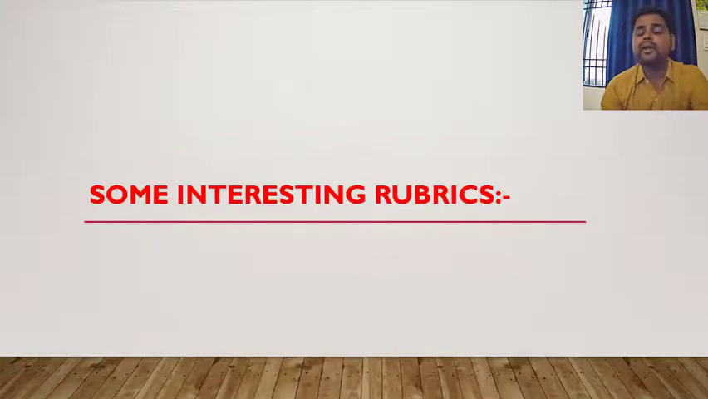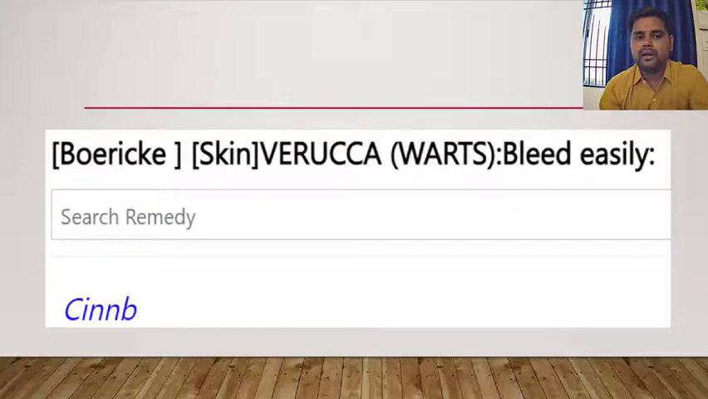Now we will discuss some of the interesting rubrics from this repertory. Skin, verruca. Often this bracket won't be given in a repertory. In my software somehow the bracket has been given, but in certain software or in certain real repertories as well, you won't be able to find this type of small bracket. So skin verruca means what? That bleed easily. Think of Cinnabaris as a remedy. How many of you have given Cinnabaris? I have started using it.